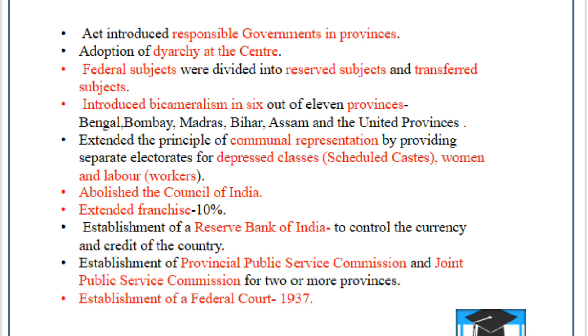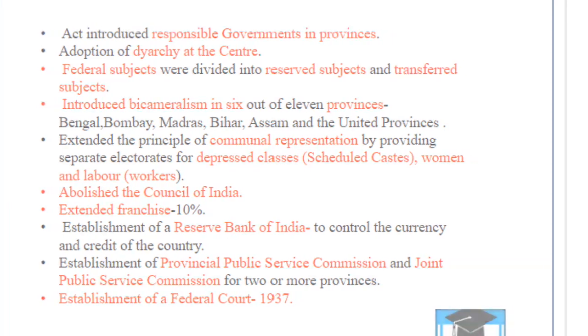This Act provided for the establishment of a Reserve Bank of India to control the currency and credit of the country. This Act also provided for the establishment of not only a Federal Public Service Commission but also a Provincial Public Service Commission and Joint Public Service Commission for 2 or more provinces. This Act also provided for the establishment of a federal court, which was set up in 1937. Major features of our constitution that still exist are derived from the Government of India Act of 1935.